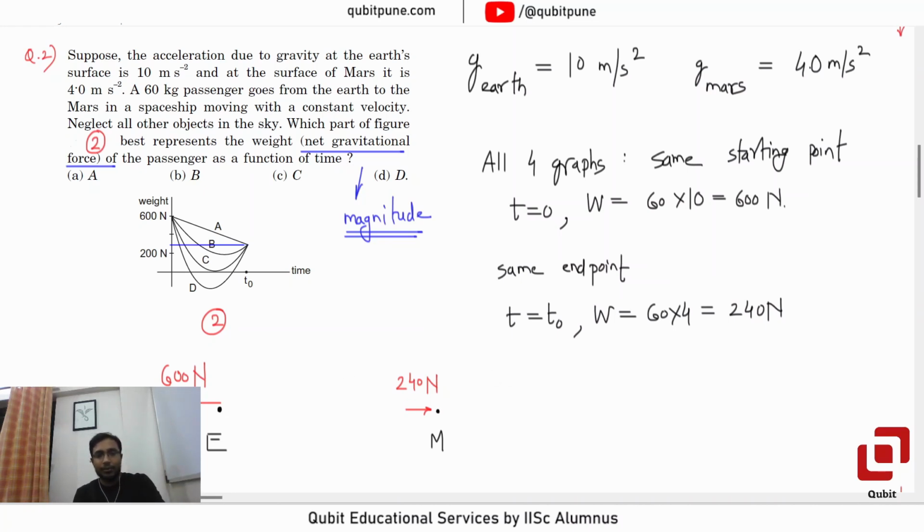Now look, do you agree that this force variation is going to be a continuous function of time? Let me ask the question again. My question to you is, the change in the weight is not sudden. 600 newtons, then it is gradually going to decrease and then the direction will change and then it will go to 240 newtons in the other direction. Do you agree to this?